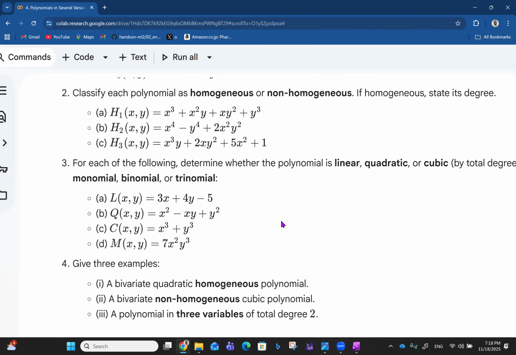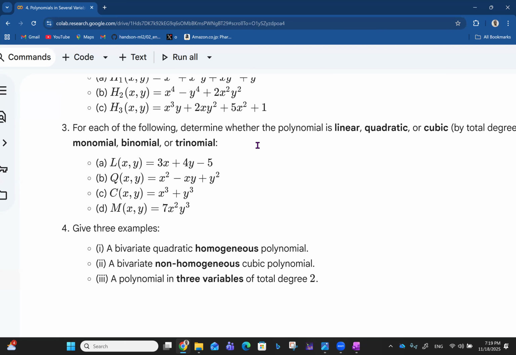Classify each polynomial as homogeneous or non-homogeneous. If homogeneous, state its degree. Here we have 3, 3, 3, 3, so this is homogeneous of degree 3. Then here we have 4, 4, 4, so this is homogeneous of degree 4. Then here we have 3 plus 1, 4, 1 plus 2, 3, then 2 plus 0, 2, 0 plus 0, 0. So that's 4, 3, 2, 0. That is non-homogeneous, but of course the highest degree is 4. So this is a non-homogeneous polynomial of degree 4.